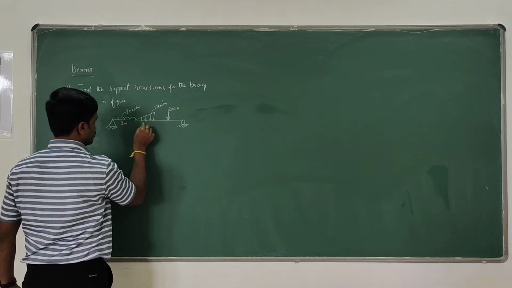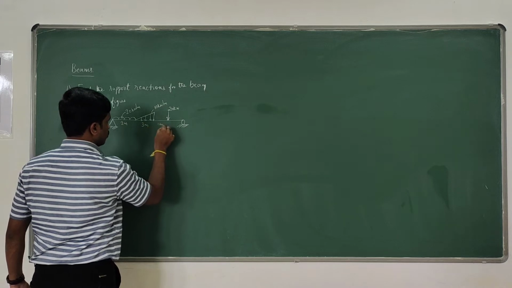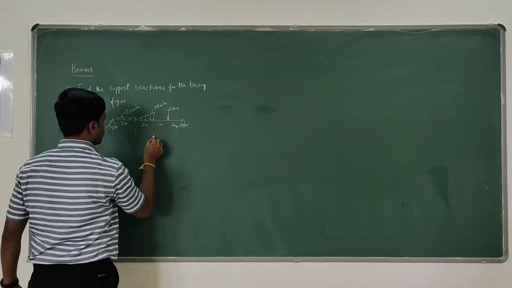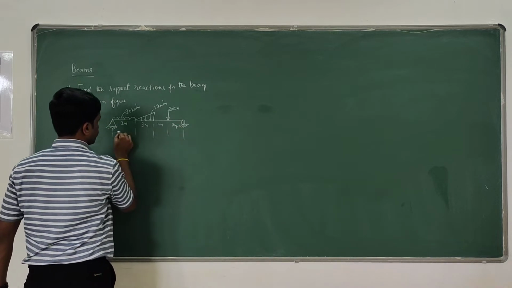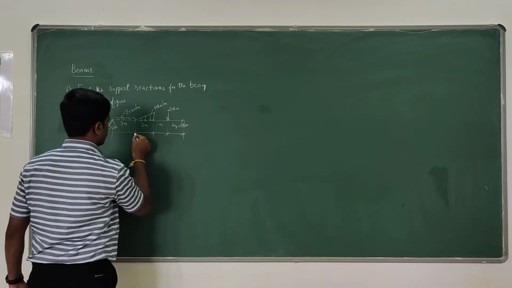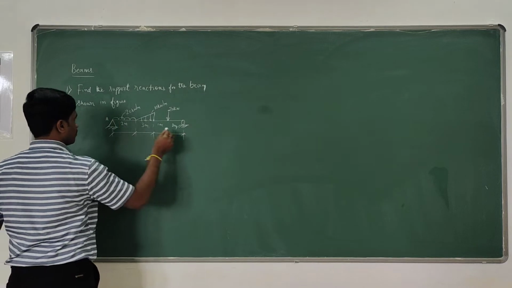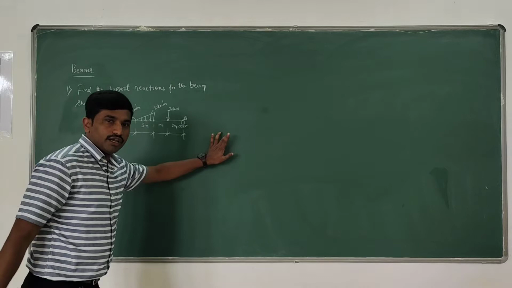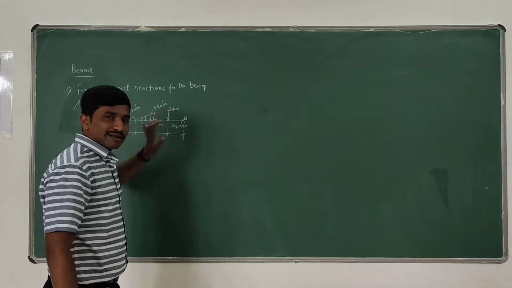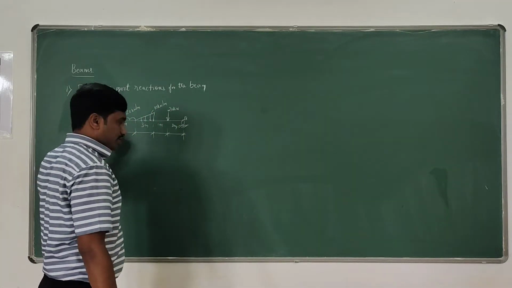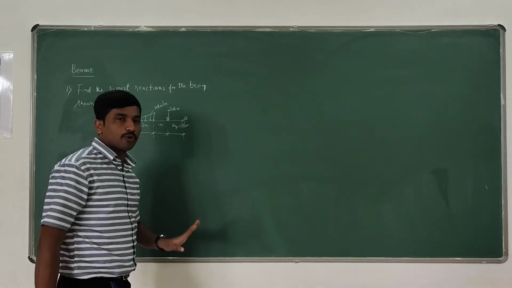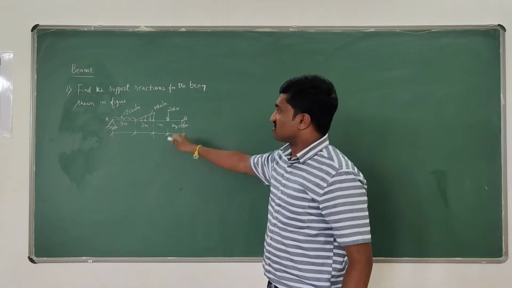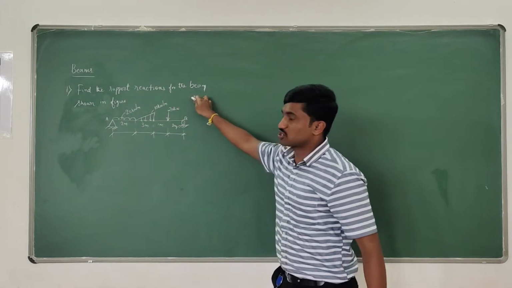Two meters, 3 meters, 1 meter, 2 meters. So this is the given problem. AB is the beam. It is carrying a UDL, a UVL and a point load, and has a hinge support at A and a roller support at B. So this is the given beam, and we are asked to compute the support reactions.